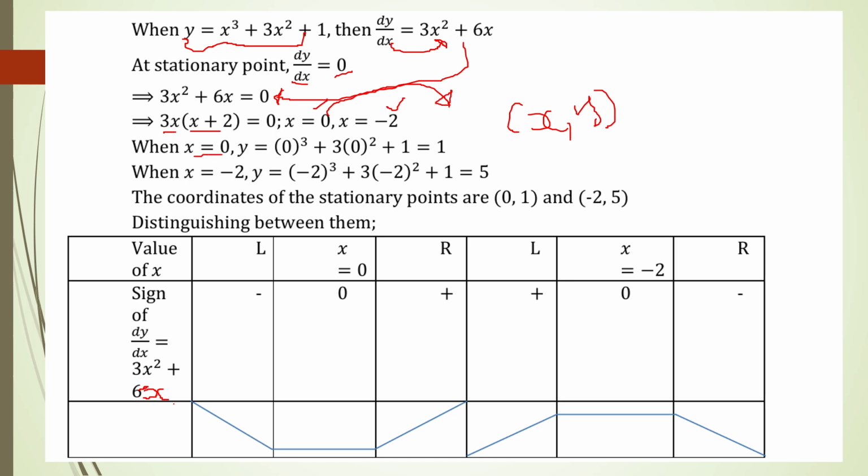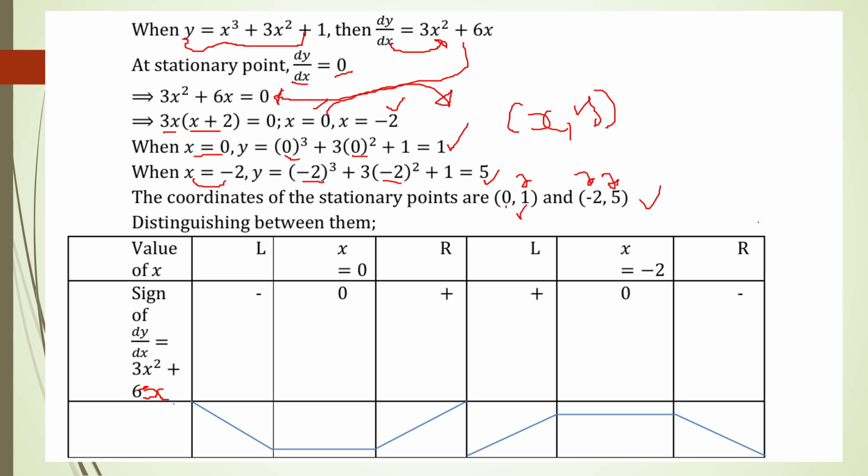For each of the values of x that we have attained, we get the corresponding y value. When x is equal to 0, we get the function of y and substitute for x, and we end up with the value of y being positive 1. Also when x is equal to negative 2, we substitute x into the function of y, and we end up with y being equal to positive 5. So we're having 2 turning points or 2 stationary points: when x is equal to 0, y was 1, and when x was negative 2, y was 5. So we have already got our 2 turning points.